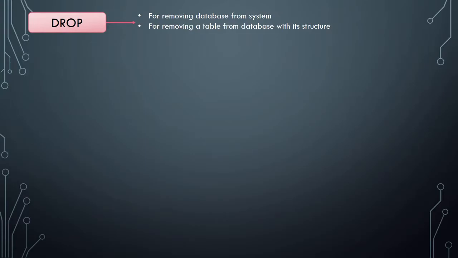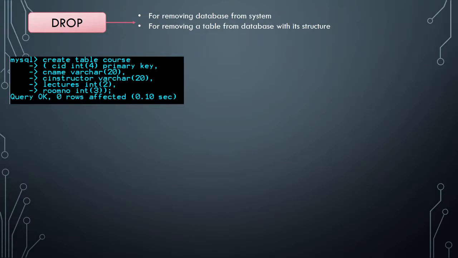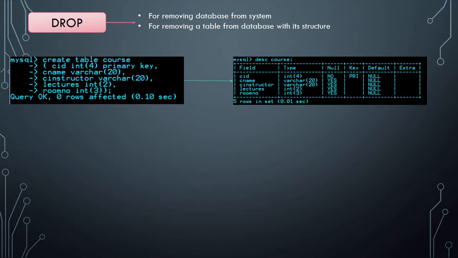Let's see. So here I have created a new table, course, which has column names like course ID, course name, instructor, lectures, and room number. If we see the description, or you can say the structure of the table, then this is our structure of the table.